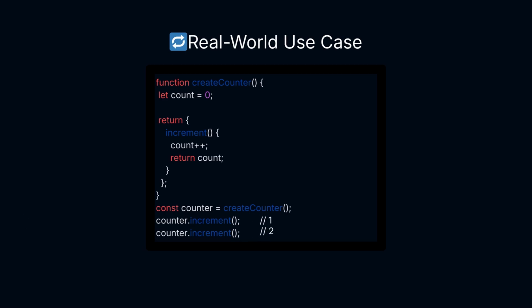But what do you think it will print the second time? It will print 2. If you have noticed in this example, we called counter.increment twice without accessing the count directly, which also means that closures let us create private variables. It does not expose the count, but it returns the counter value through the function.